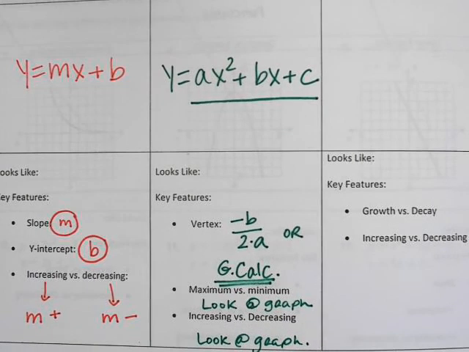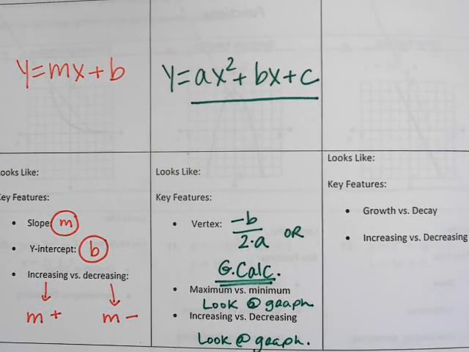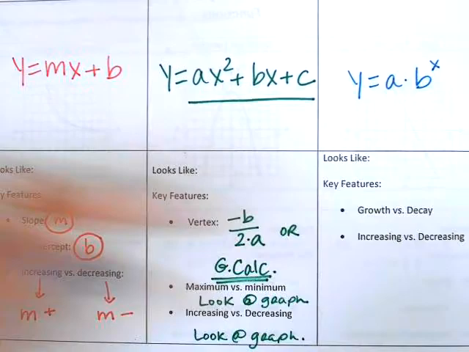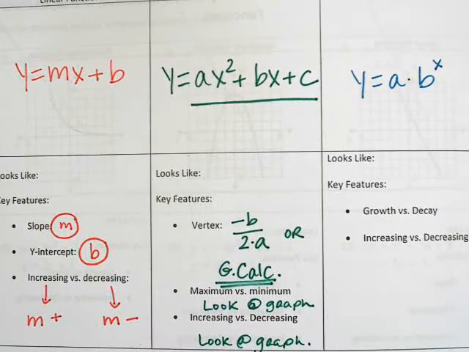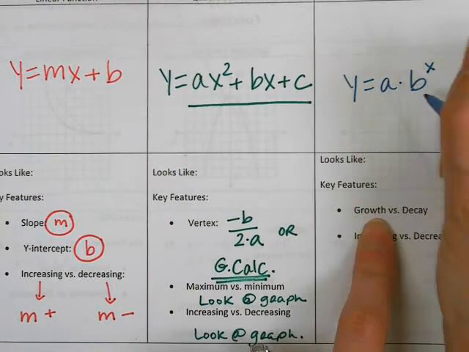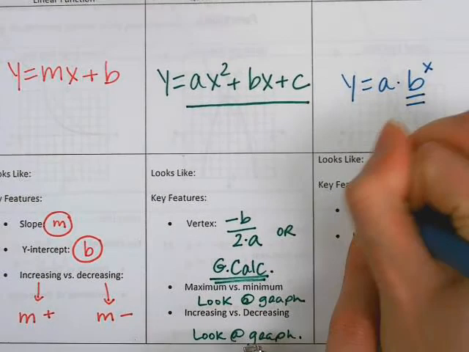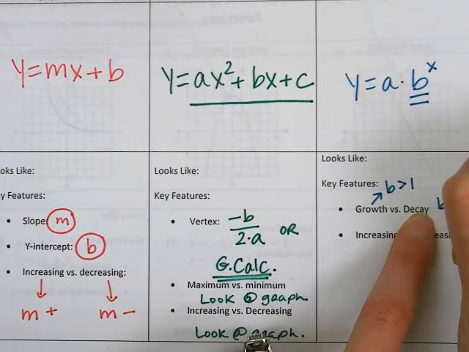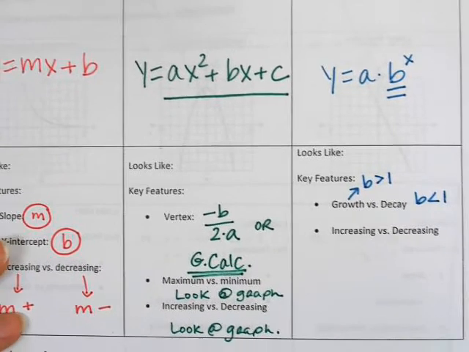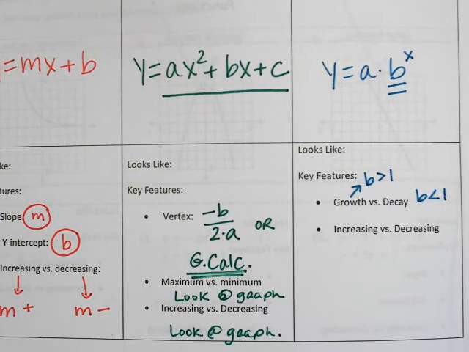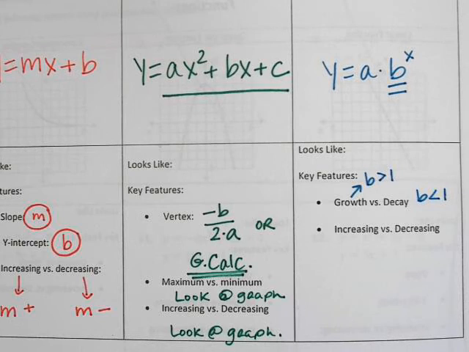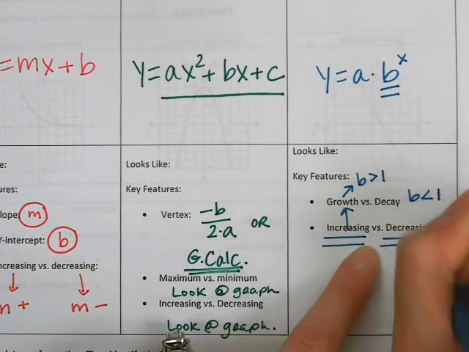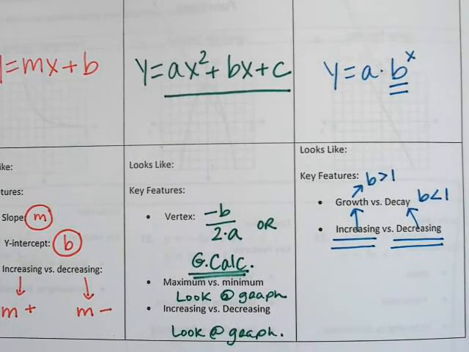All right, and lastly, exponential function is of the form y equals a times b to the x power. And you can tell if it's a growth or a decay based on b. So it's a growth if b is greater than 1, and it's a decay if b is less than 1. And then increasing versus decreasing is the same thing. It's increasing if it's a growth, and it's decreasing if it's a decay. Those always go together.